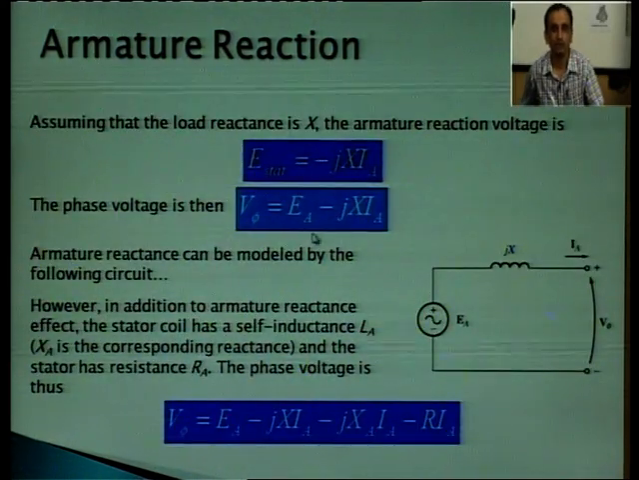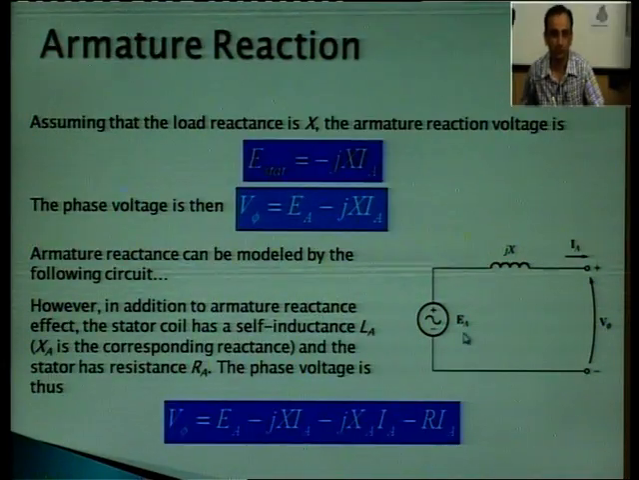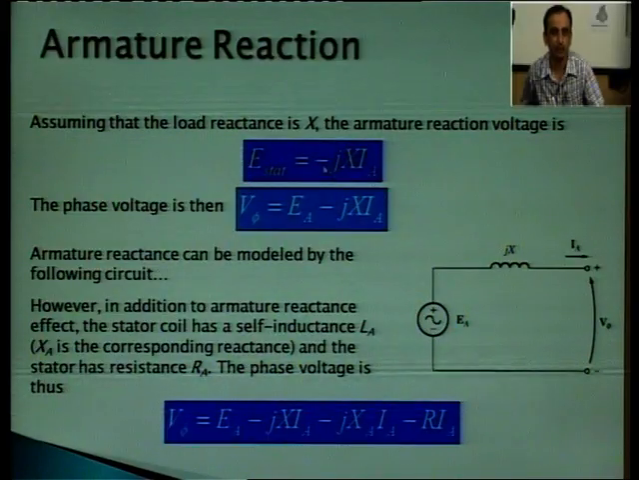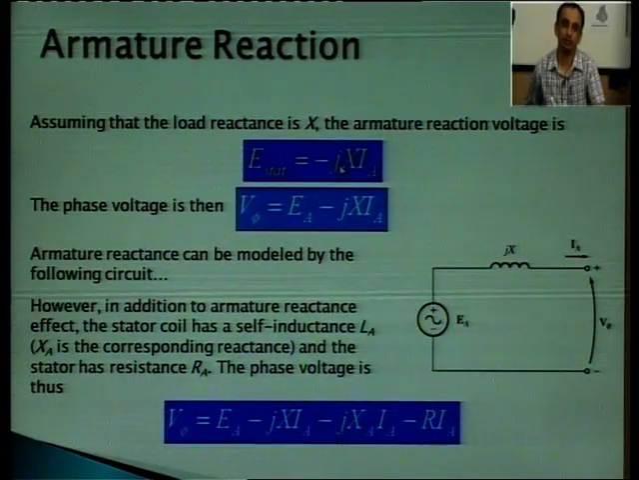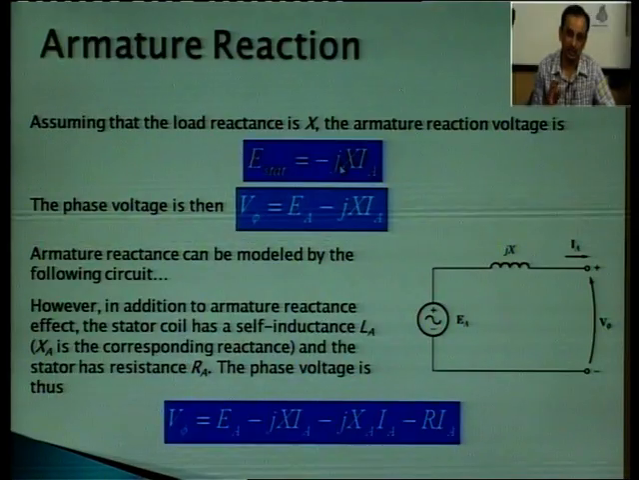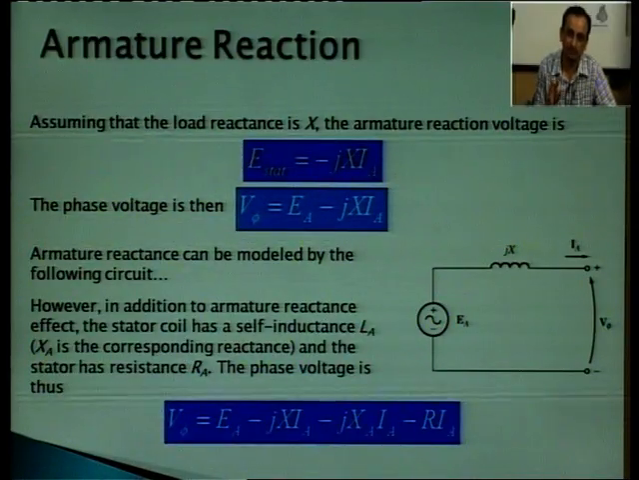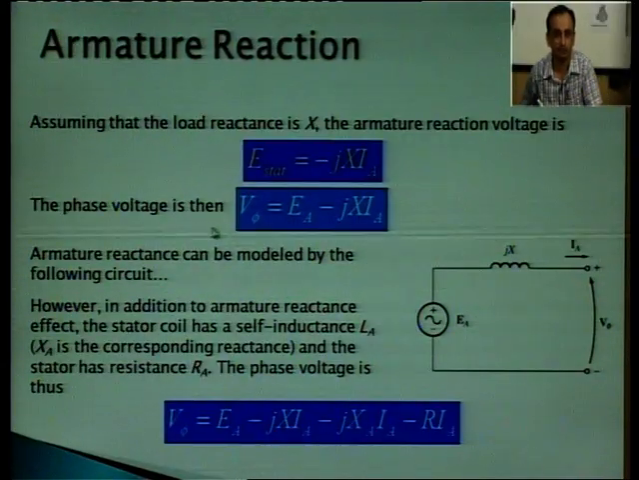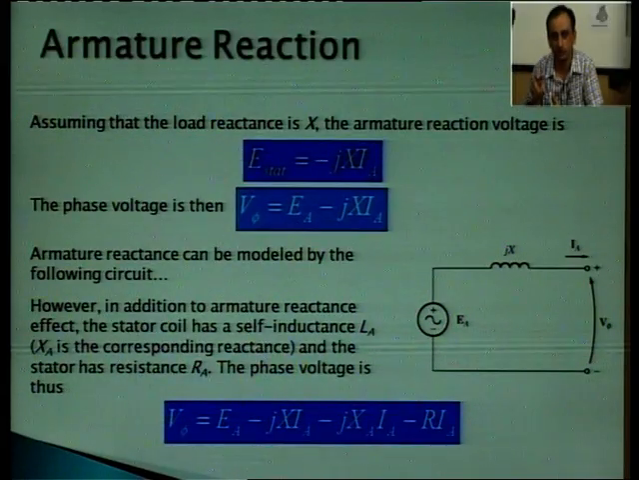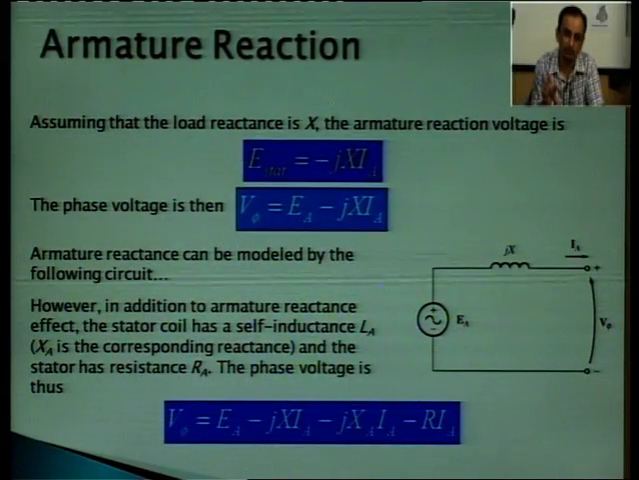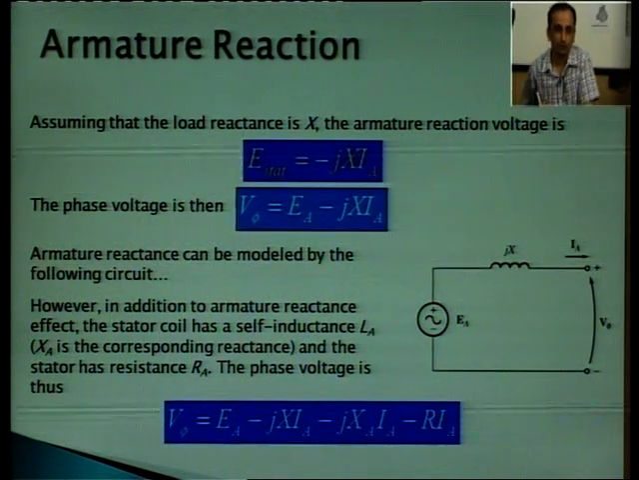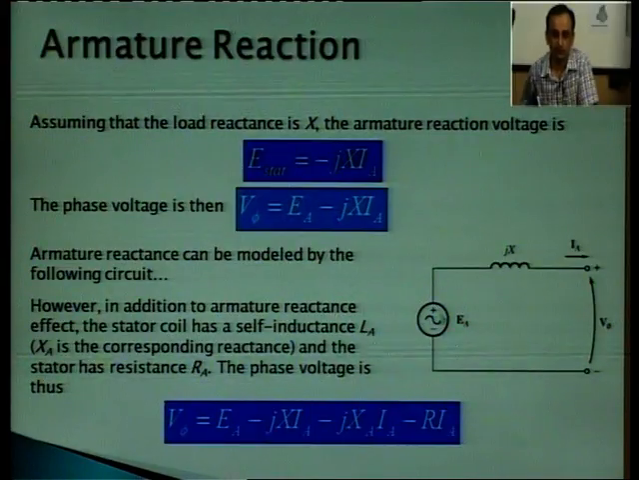We can represent it through this circuit diagram also. The armature reaction voltage can be given by minus j XA, because it is a sort of drop: the armature creates hindrance to the main EMF, the flux that is there. That is why this negative sign is given. So, the net phase voltage will be equal to EA, the voltage being generated in the stator, minus this particular drop because of the armature reaction. So, armature reaction is modeled by this circuit.